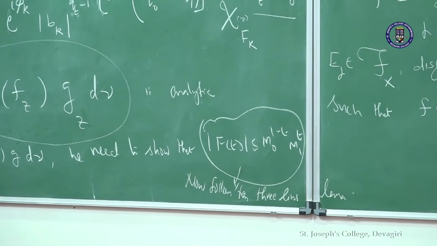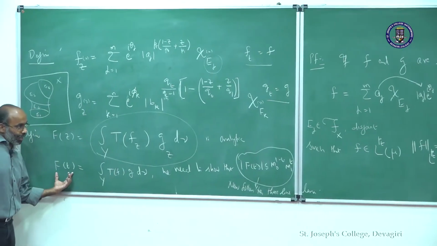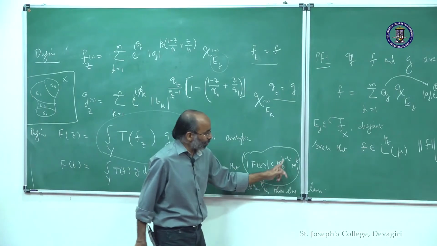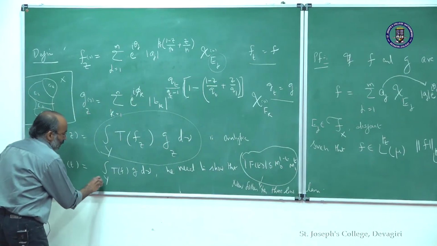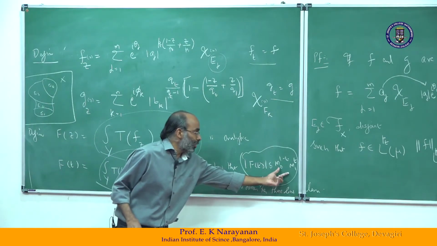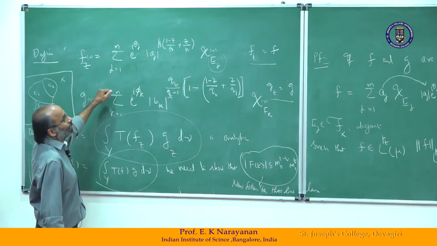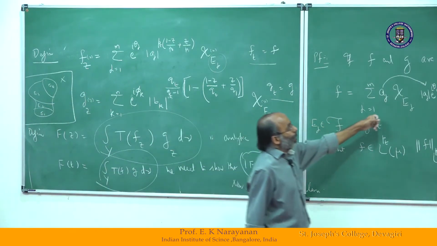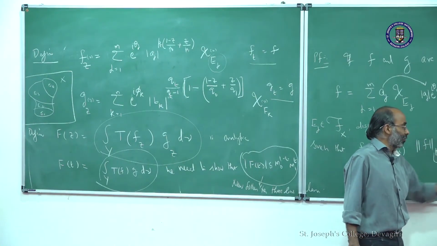And that is all we needed, right. So, if I prove that the norm of T_t is less than or equal to M0^(1-t) M1^t, then what I am proving is that this integral in modulus is less than or equal to that constant. Remember what f and g are. F and g are arbitrary functions from L^p_t and L^q_t, whose norms are 1, right?